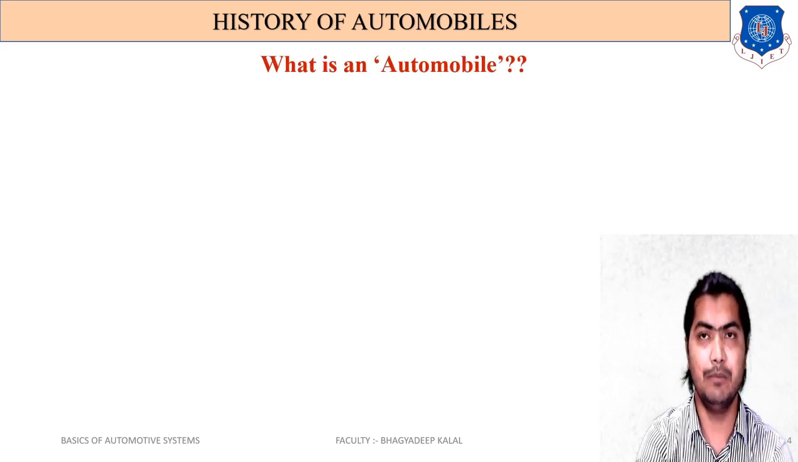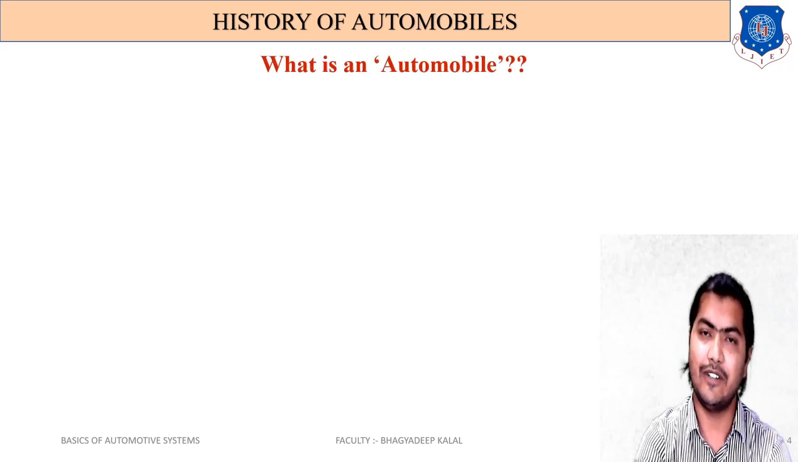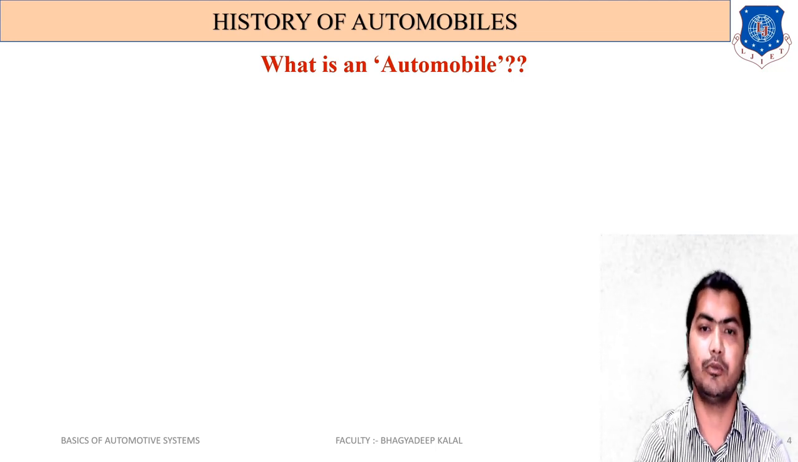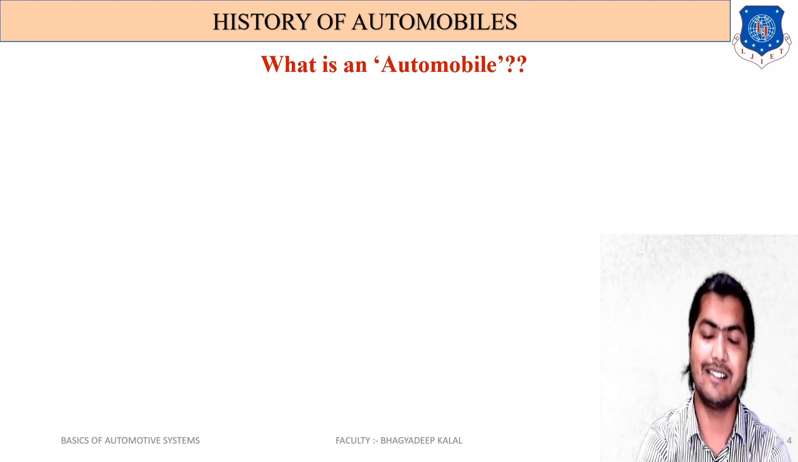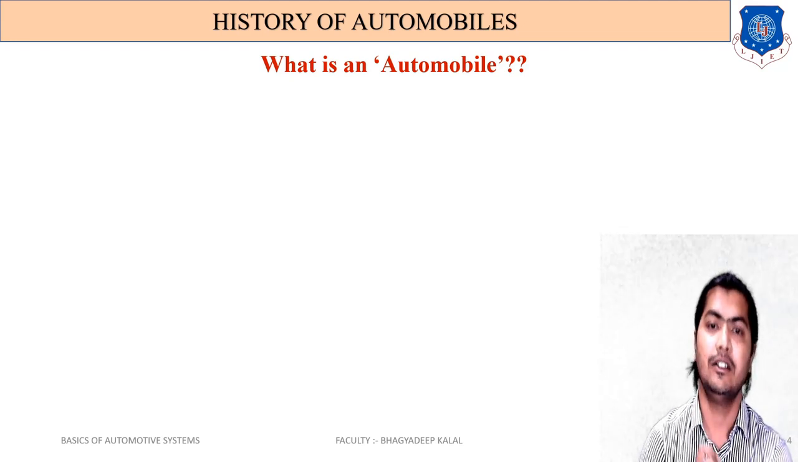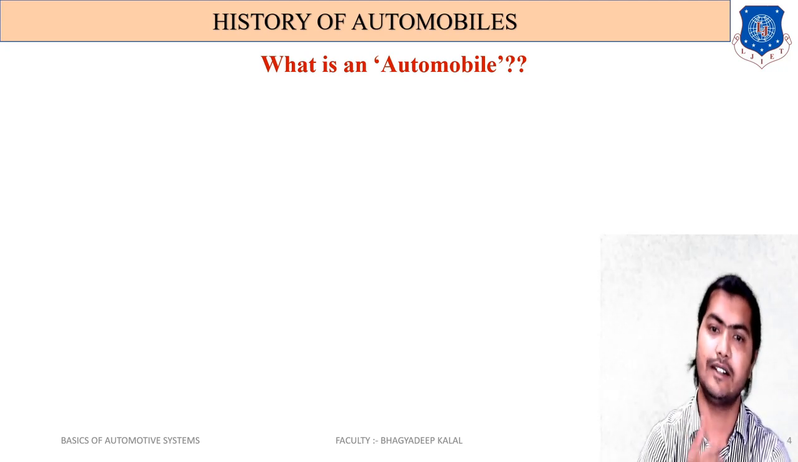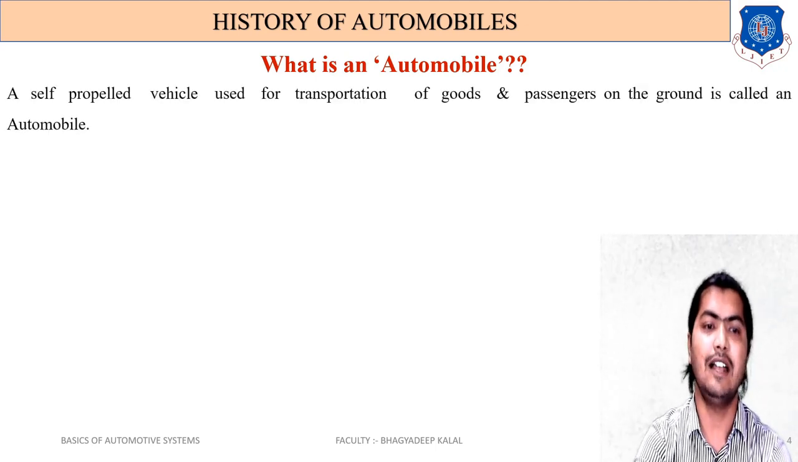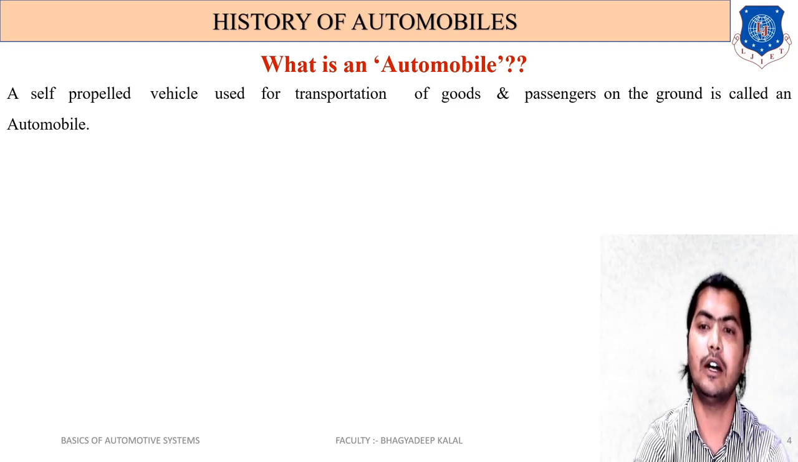First, let me understand what is the meaning of automobile. Automobile is nothing but a self-propelled vehicle, which is used to transport passenger and goods from one place to another place on ground. That is called an automobile. A self-propelled vehicle used for transportation of goods and passenger on the ground is called automobile.